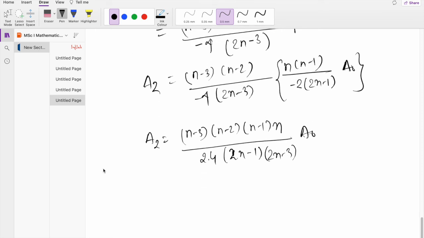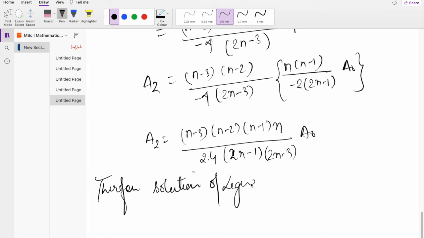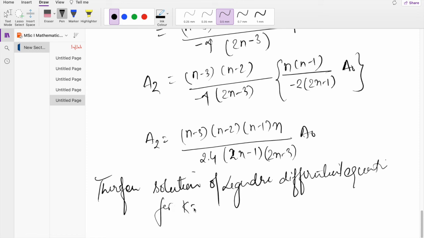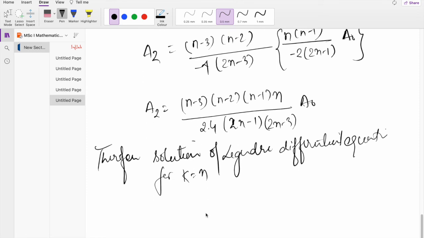So we can say, therefore, the solution of Legendre differential equation for k equals to n. Give me what we had calculated.